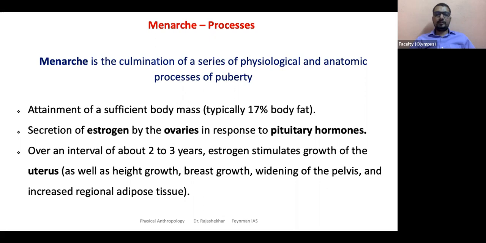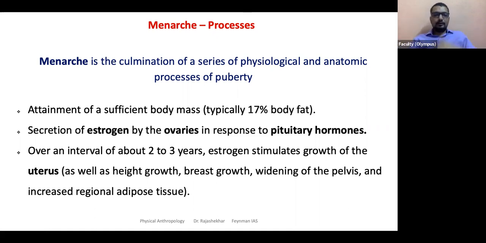Okay, let's see what are the specific steps or stages that take place under this. Menarche is a culmination of a series of physiological and anatomic processes of puberty. Although it suddenly happens and you notice a distinct change, there is a lot that goes on behind this process. So you can see it as the culmination, or end, of such a series of physiological and anatomical processes at puberty time.